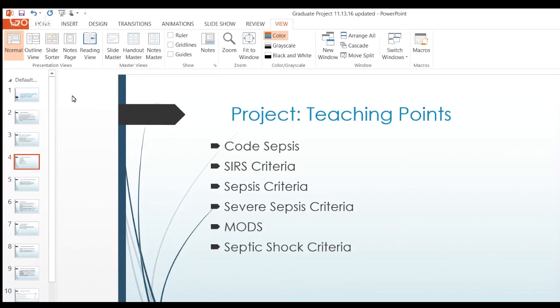So the SIRS criteria, where you would have a patient with a temperature greater than 101.3, a heart rate greater than 90, respiratory rate greater than 20, and then that white count greater than 12,000. The teaching points also then went on to the progression to sepsis, which is typically meeting at least the SIRS criteria and then a source of infection. In this particular project and simulation, again, her source of infection was the fact that she had pneumonia.